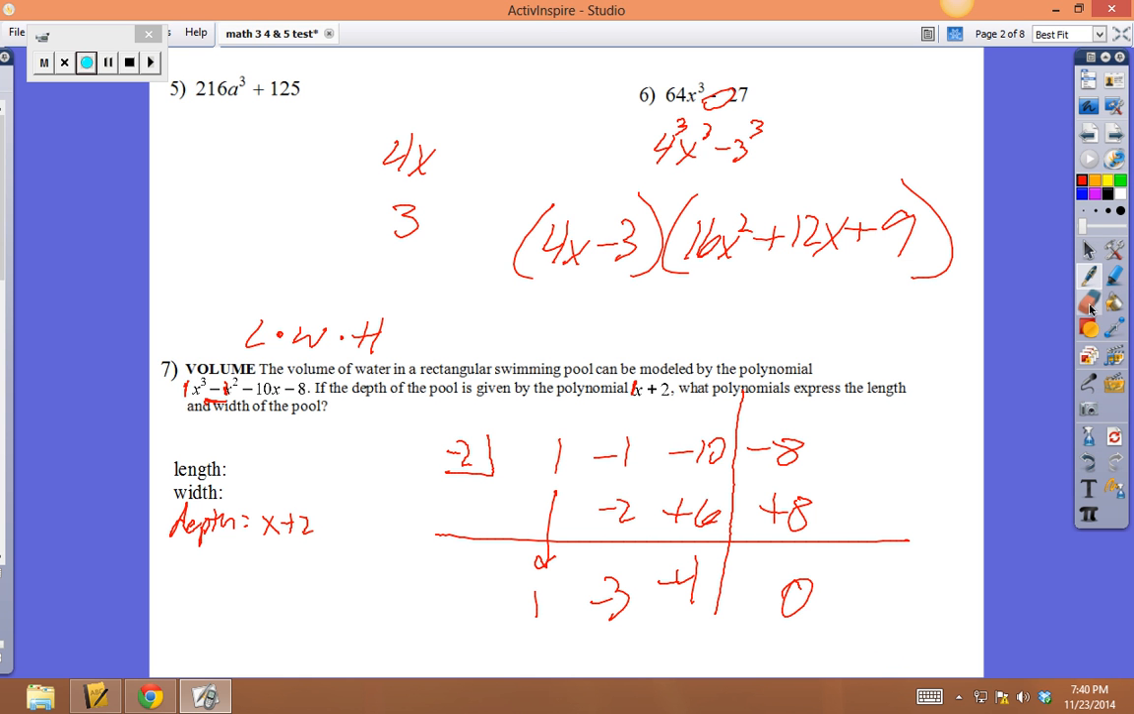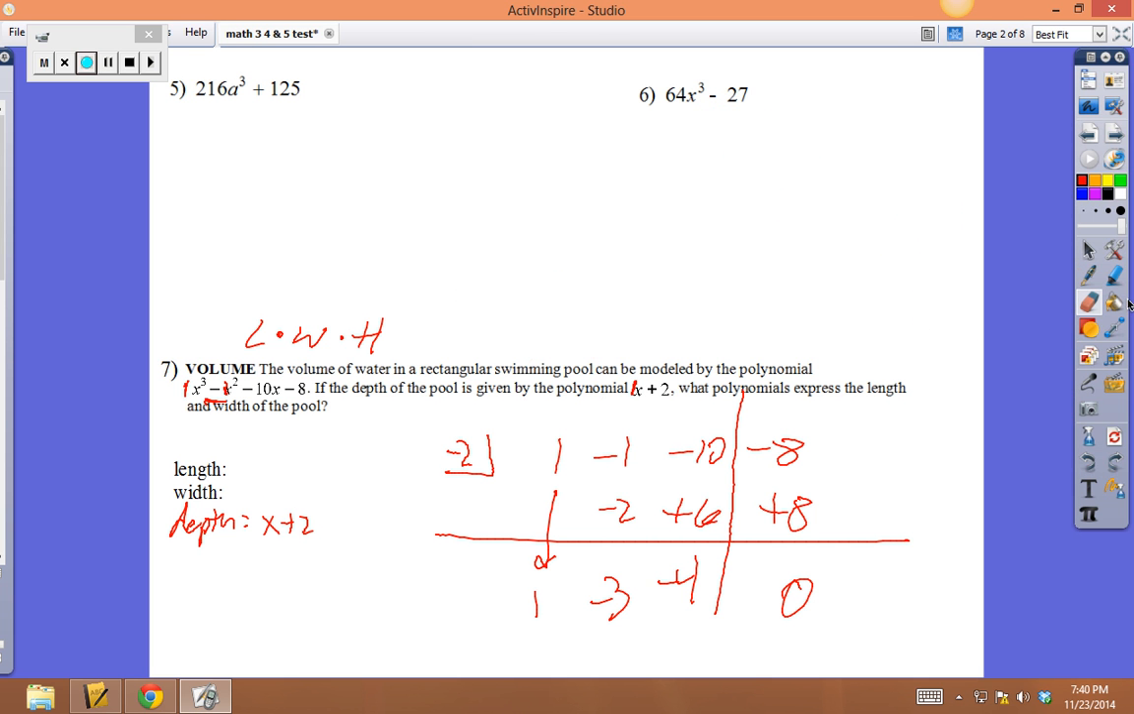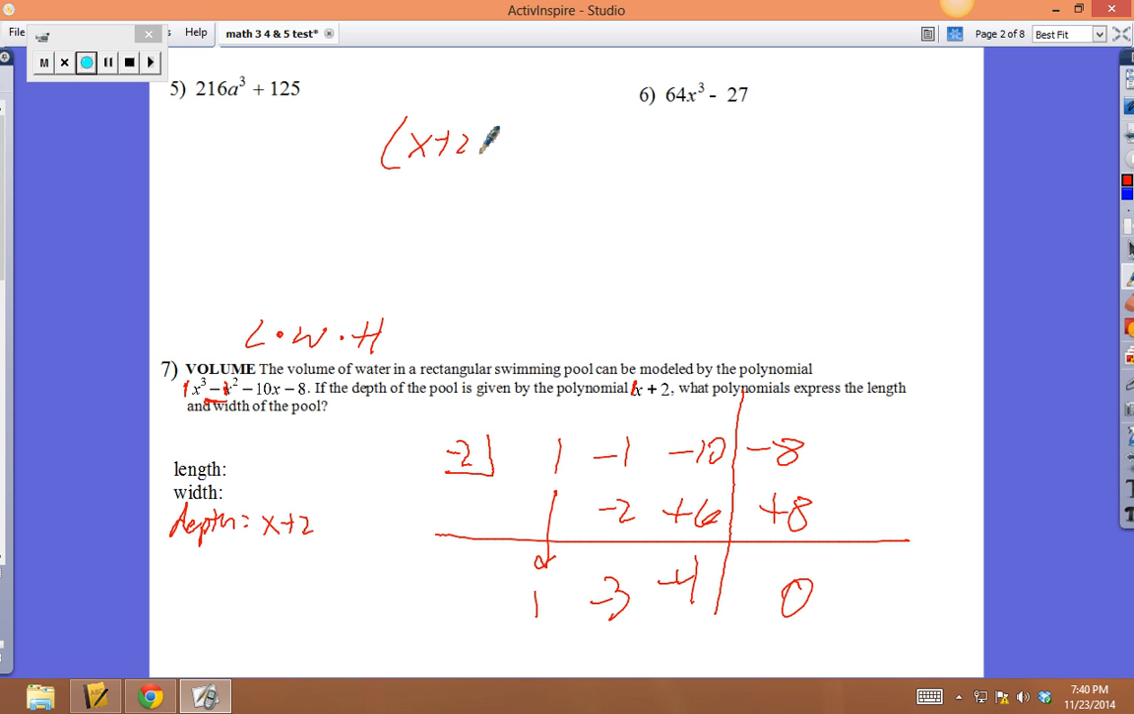Okay, so what that means is when I go forward, if I take my depth, which is x plus 2, and I times it by what I just found, 1x squared minus 3x minus 4, that gives me x cubed minus x squared minus 10x minus 8. And this can be broken down into two factors.